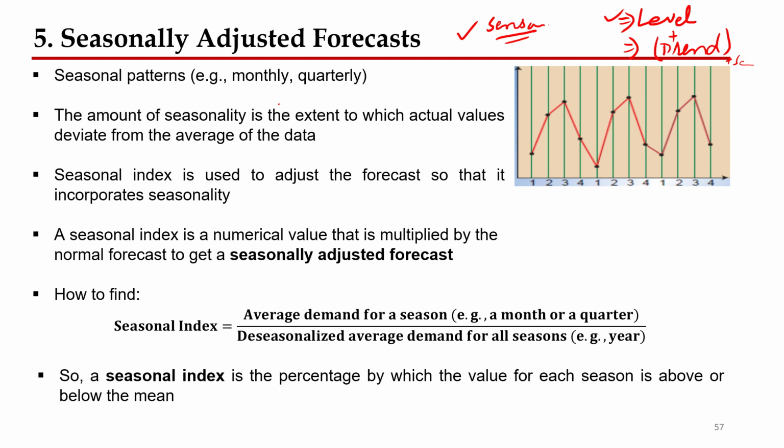So let me first of all discuss what the seasonality pattern means. The seasonality pattern could be on a monthly basis or a quarterly basis. We can define seasonality as the amount by which the data deviates from the average value of your data. The seasonality could be on the upper side or on the downside, which is basically the deviation from the average value.